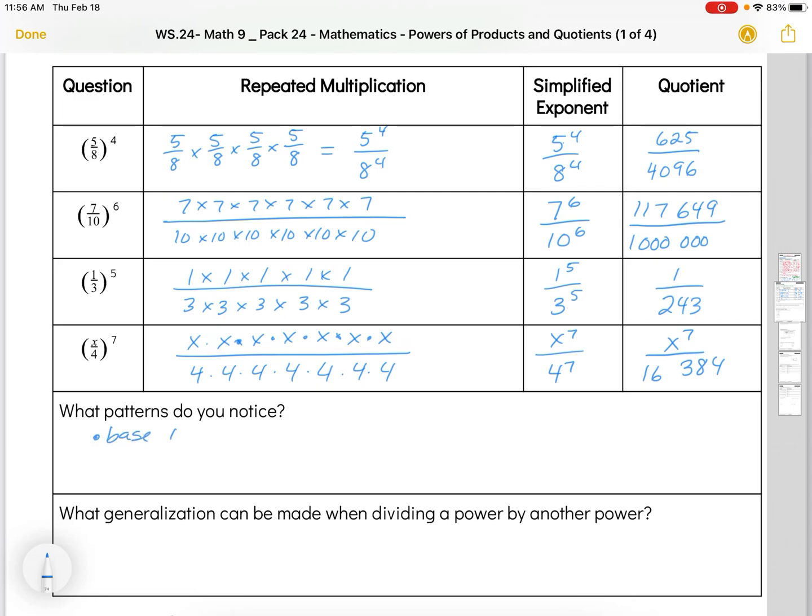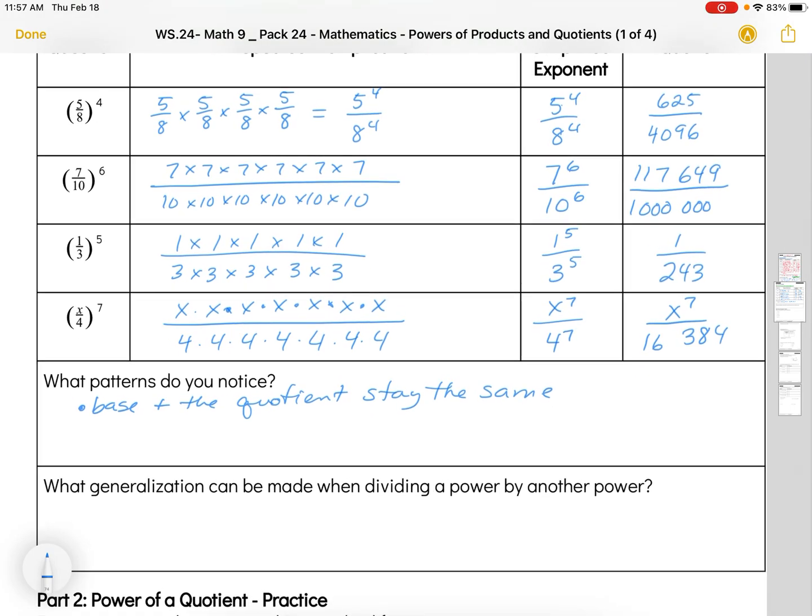So what patterns do we notice? Well, the base and the quotient stay the same, right? Here I have an x over 4, there I have an x over 4. Base and the quotient are staying the same. Here I have a 7 over 10, there I have a 7 over 10. But the power, or the exponent, is distributed to both the numerator and the denominator.